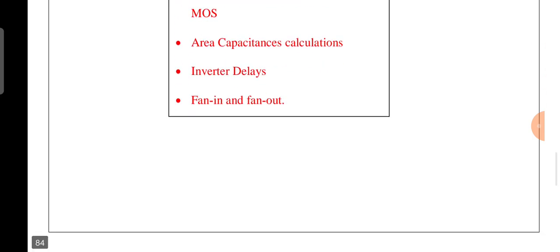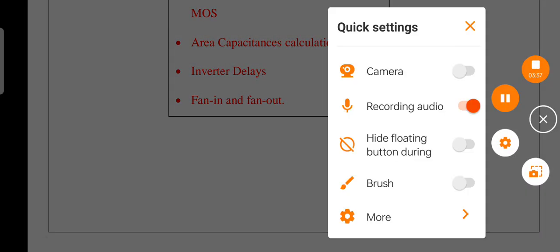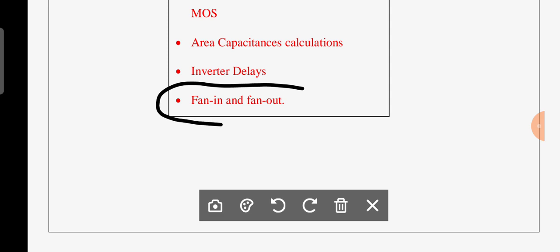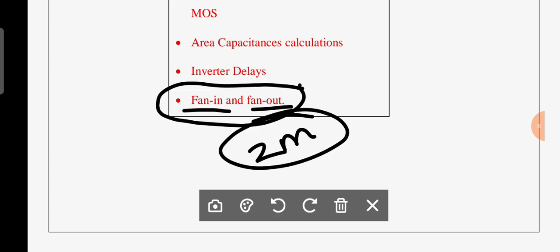Now the last one, a 2 marks question and a very important concept, that is fan in, fan out. You can observe this one. I hope you are clear. This is unit number 3, what we are going to discuss in the coming series of my VLSI design lectures. This is fan in and this is fan out. It is a very important 2 marks question from the external exam point of view.